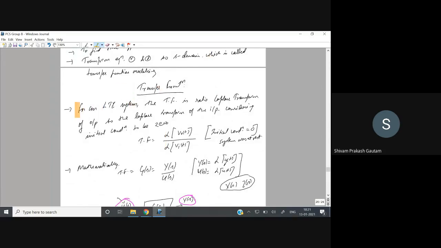So how do we find a transfer function, or what is the definition of a transfer function? For an LTI system, this is an important term, the system should be linear and time invariant. For an LTI system, the transfer function is the Laplace transform of output to the Laplace transform of input, considering initial conditions to be 0. You have to take initial conditions to be 0. So by definition, Laplace transform of output divided by Laplace transform of input, considering initial conditions to be 0.